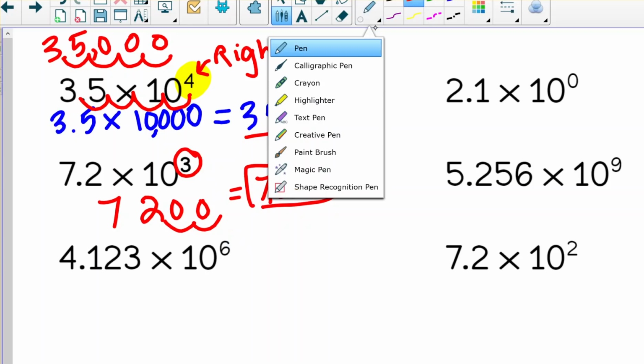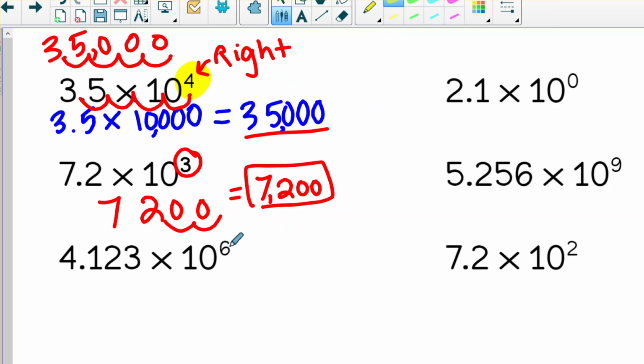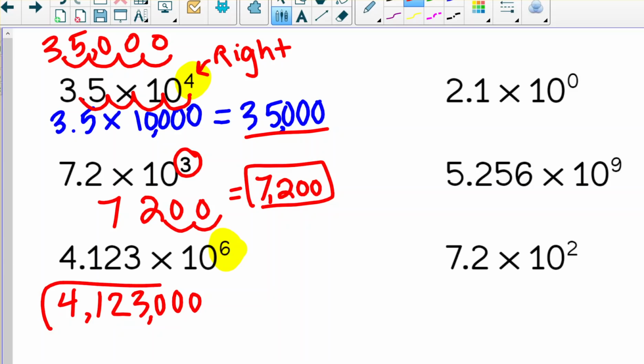In this case, I'm looking to my exponent, and this 6 tells me that I'm going to move my decimal 6 places to the right. So I'm going to copy the number below. And my decimal's right here. So 1, 2, 3, 4, 5, 6, which means I need to add 3 zeros. So that's the answer of 4,123,000.